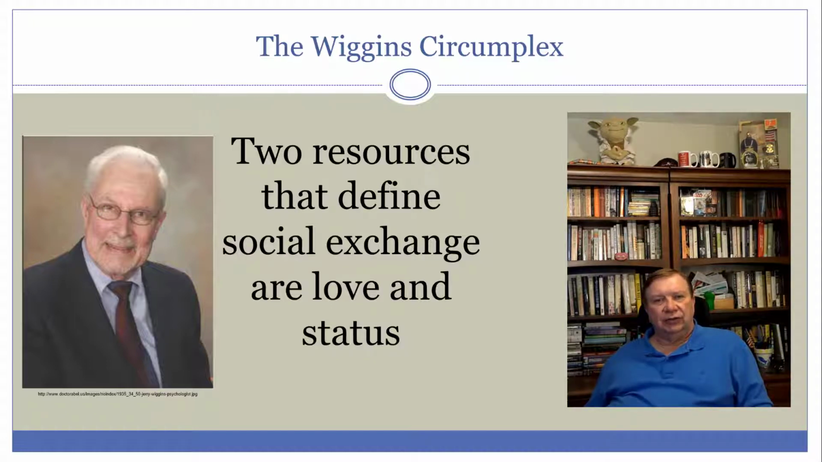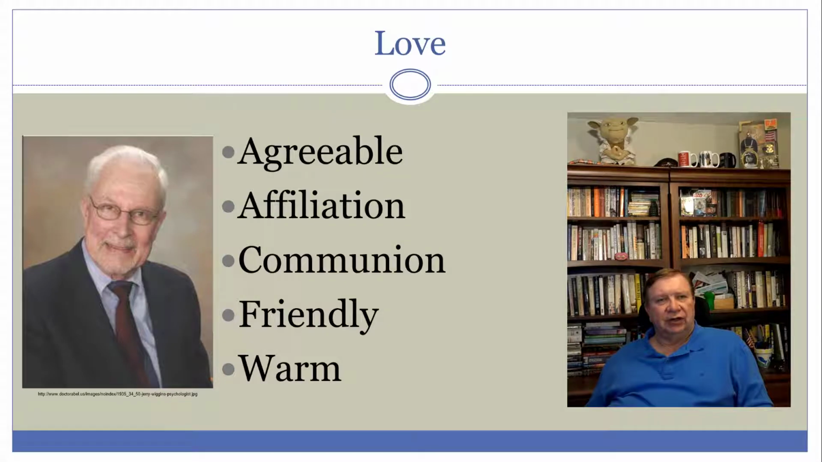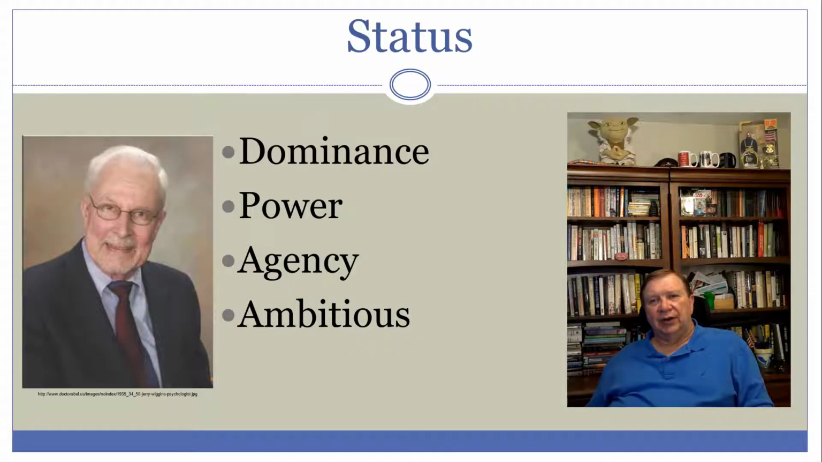Now, over the years, different researchers have used different labels for each of these two dimensions. You saw Wiggins uses love and hate. You find various dimensions for love. They're all relatively the same label for the same underlying trait. Agreeable, affiliation, communion, friendly, warm, for love. For status, you get things like dominance, power, agency, and ambitiousness.